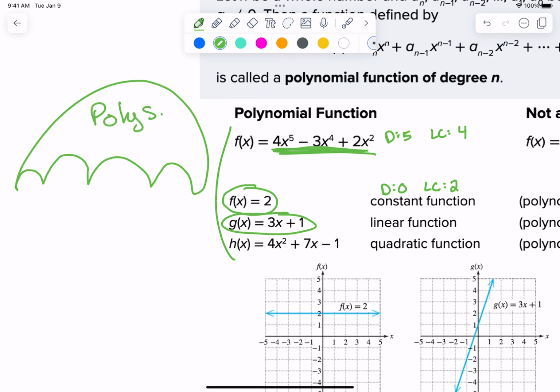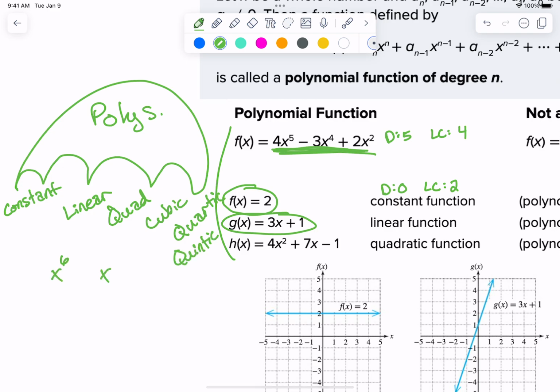Polys. We have constant functions, and we have linear functions, and we have quadratic functions, and we have cubic functions, and we have quartic functions, and we have quintic functions. And we have x to the 6th, then x to the 7th, then x to the 8th powered functions.